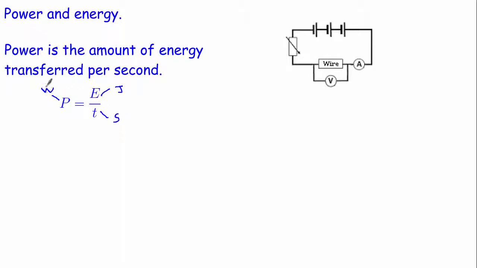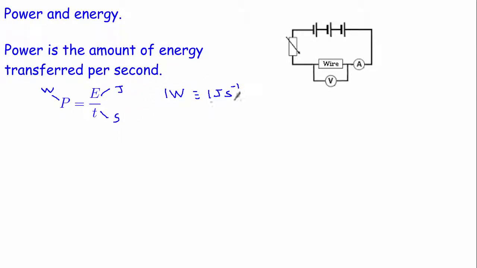And because watts are equal to joules per second, we just say that 1 watt is basically the same as 1 joule per second. So if we have 1 joule of energy per second being transferred, we say that the power of whatever it is that's doing that, making that energy be transferred, is 1 watt.